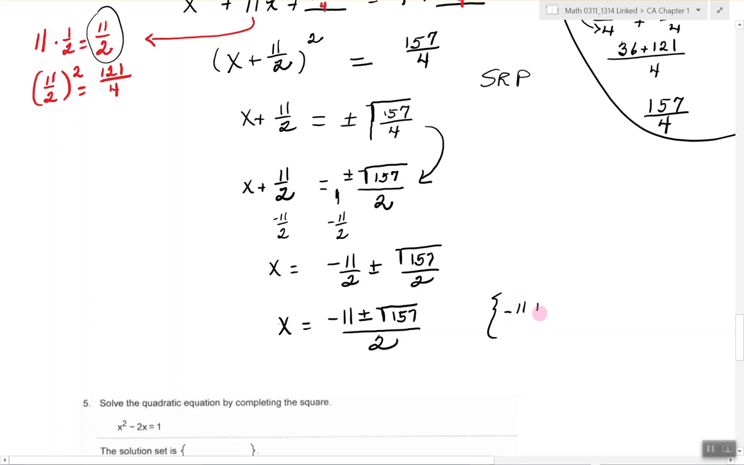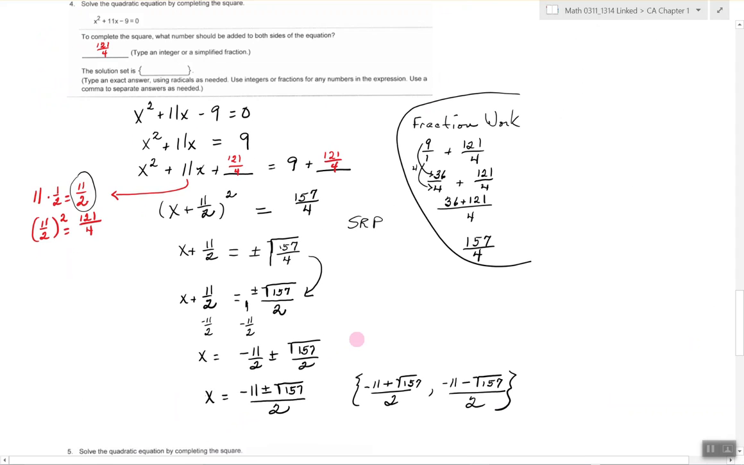If my math lab requires you to separate it into two answers, then it will be negative 11 plus the square root of 157 over 2. Make sure you use your tab or your arrow keys to get out of the expression, comma, negative 11 minus the square root of 157 all over 2. You can see that these problems are rather long and tedious, but they have tremendous value because you can solve any quadratic equation by using this method.